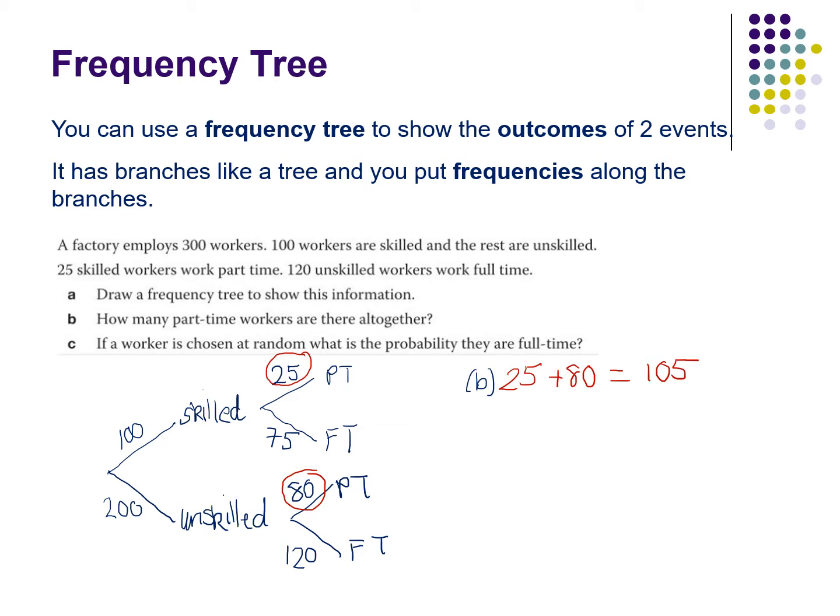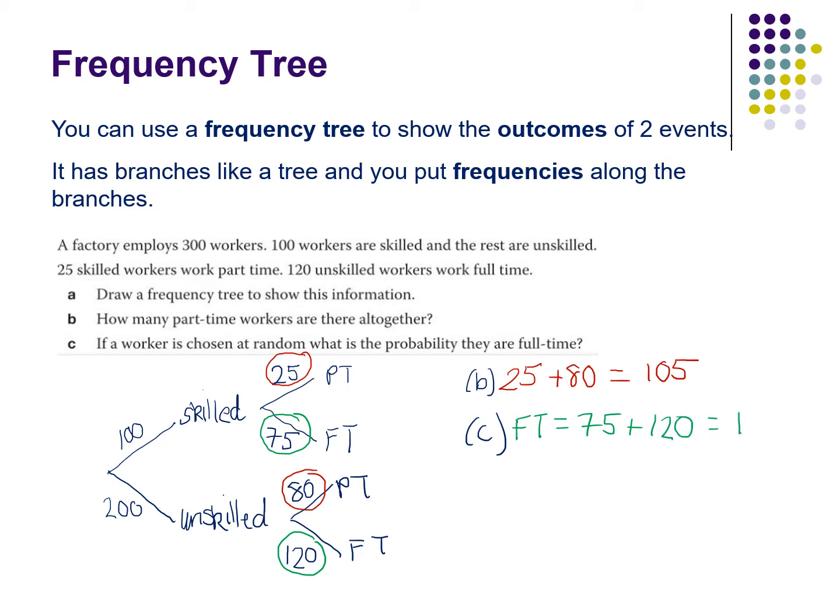Okay, and then part C, if a worker is chosen at random, what is the probability they are full-time? So let's identify our full-time workers on our tree, on our frequency tree. We've got 75 and we've got 120. Okay, so the full-timers in total are 75 plus 120.